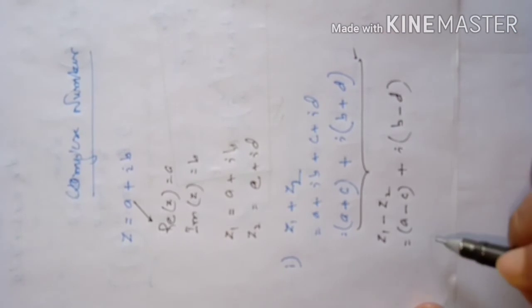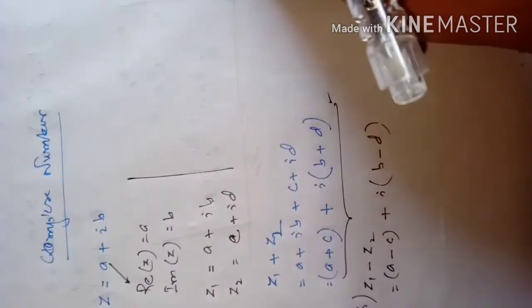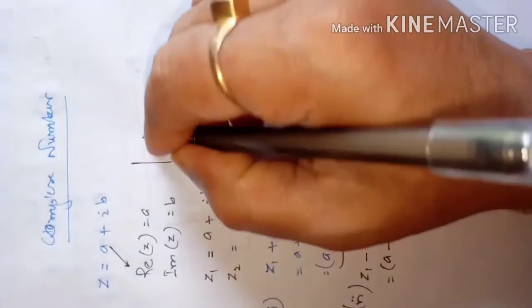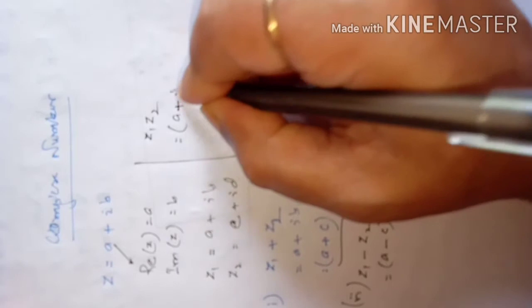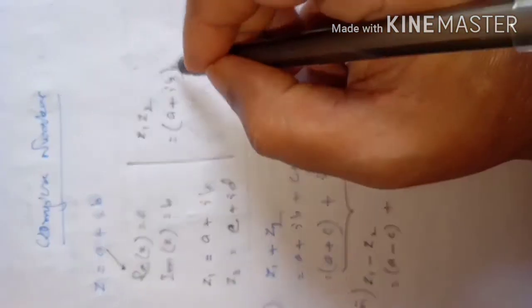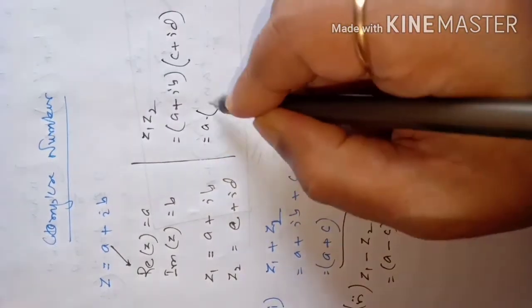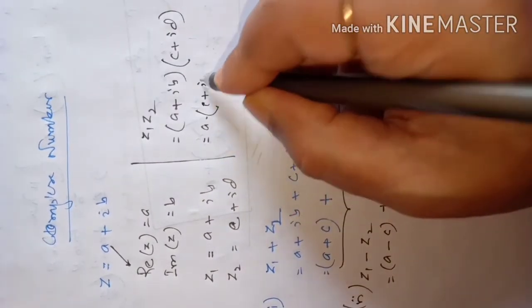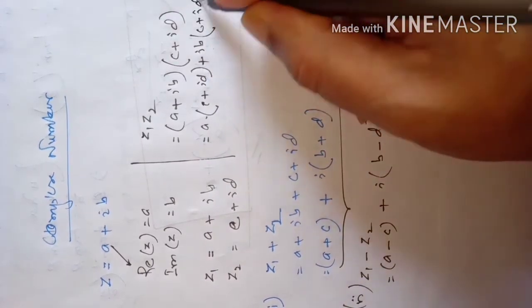If you multiply two complex numbers one with another, then you will get it like this. Subtraction I have shown, now multiplication I am going to show you. Suppose I want to multiply Z1 with Z2, so Z1 is a plus iota b and Z2 is c plus iota d. So we multiply a with c plus iota d, then iota b with c plus iota d.